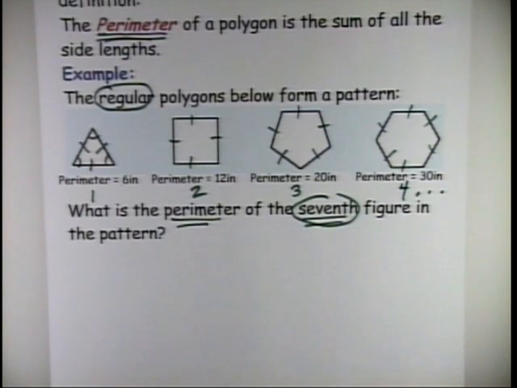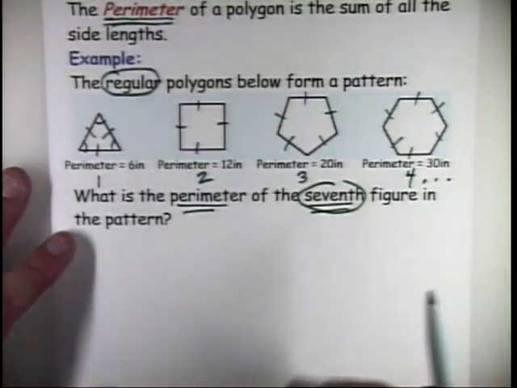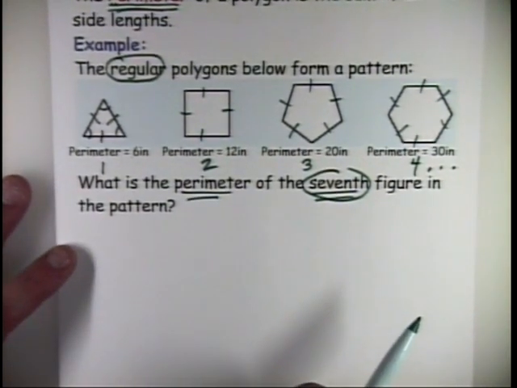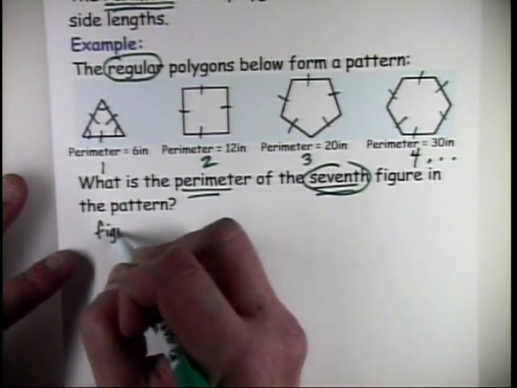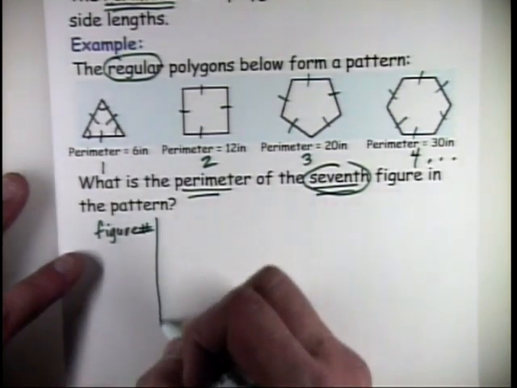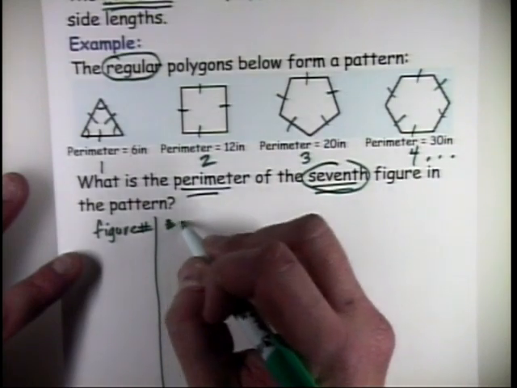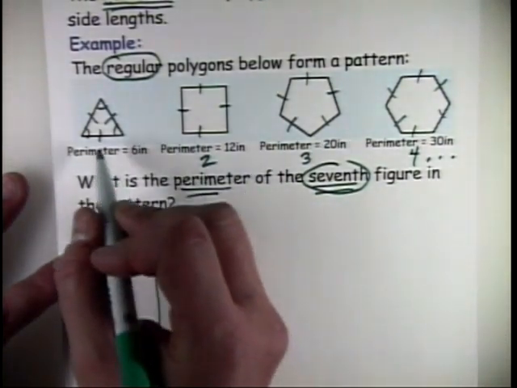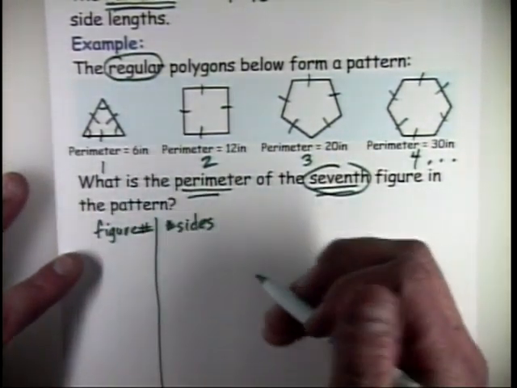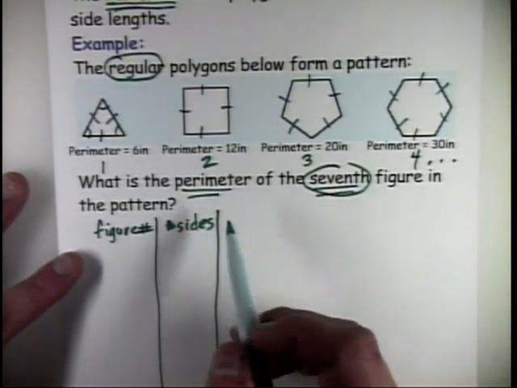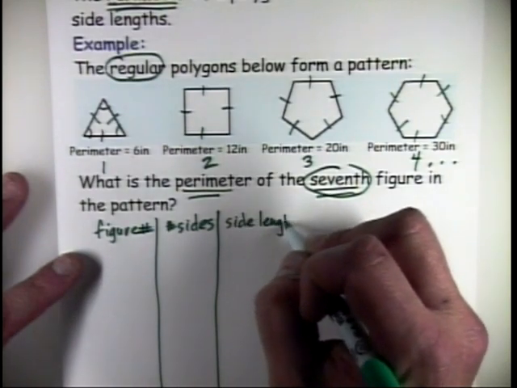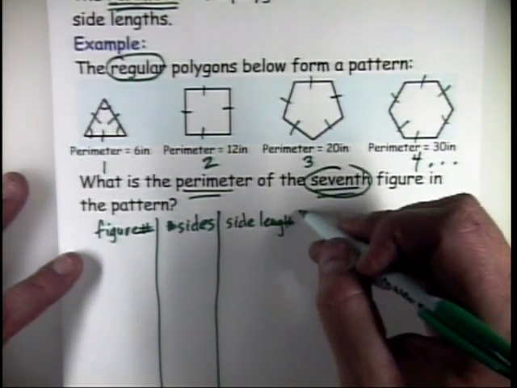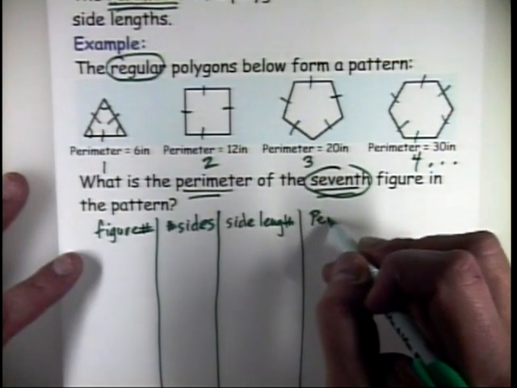So how are we going to make sense of all this information? It's a lot of information. Well, in times like this, a chart can come in very handy. Let's go ahead and make a chart. I'm going to go ahead and call the first column the figure number. And the second one I'm going to call the number of sides. Because I know that as the figure numbers go from 1, 2, 3, 4, the sides increase. And I'll do the side length for the next column. And then finally, I'll list the perimeter here.